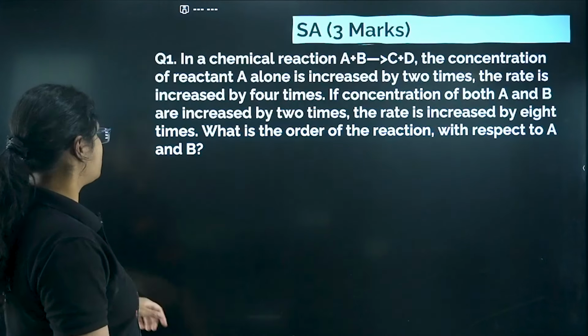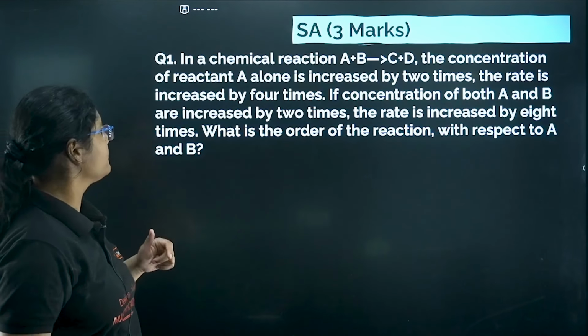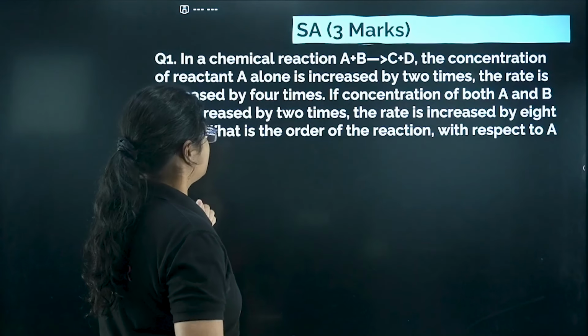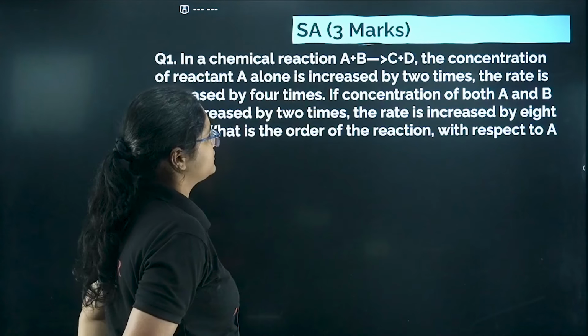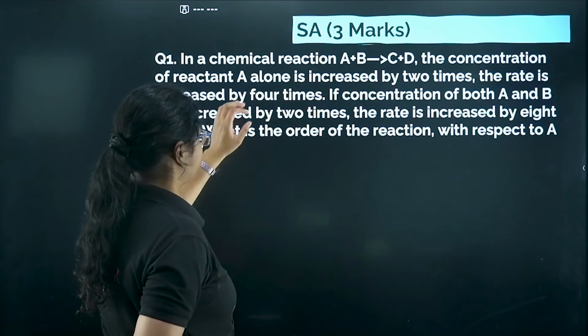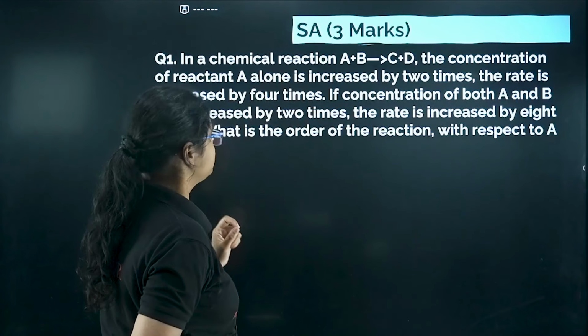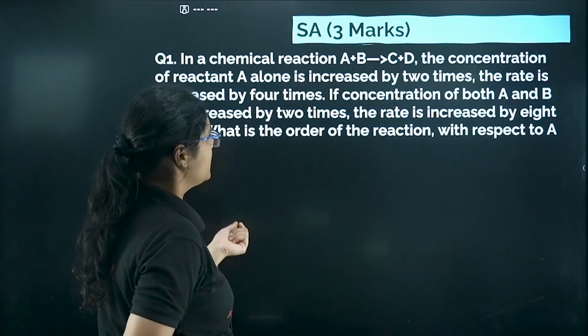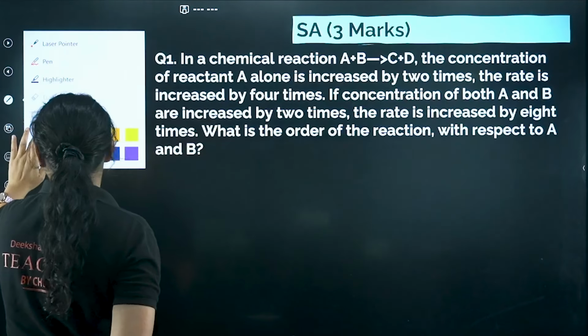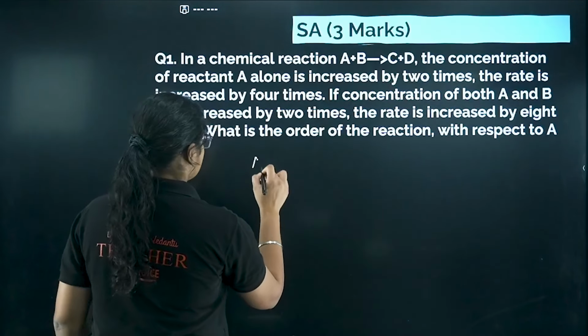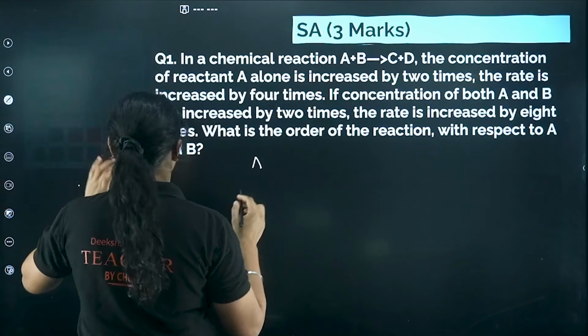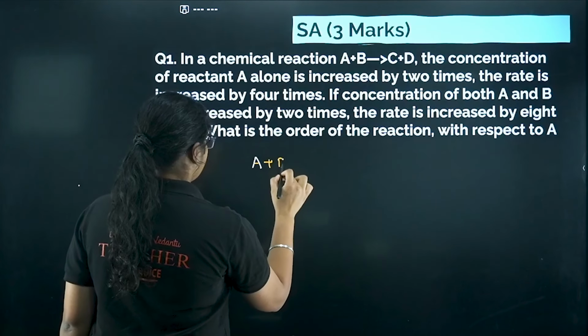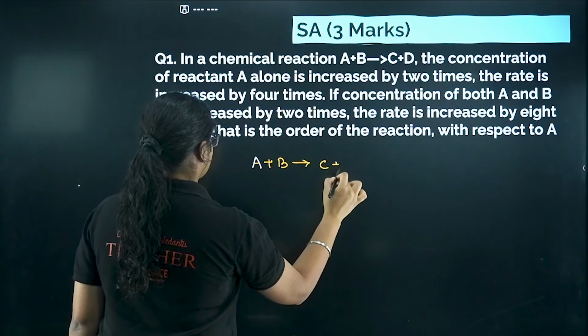Now let's solve some numerical questions, okay, which is your 3-marker questions. So in a chemical reaction, A plus B gives you C plus D. The concentration of A alone is increased by 2 times, the rate is increased by 4 times. So let me just write down. We have a reaction like this. A plus B gives me C plus D.